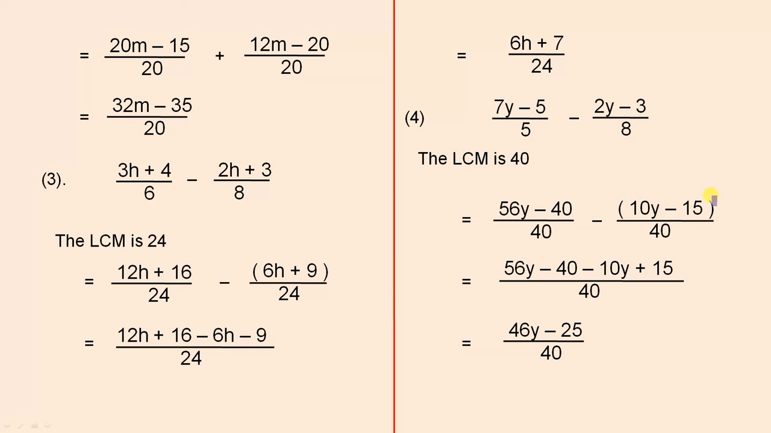And remember, you put your grouping symbols in, because that's a negative sign or a minus sign. The 56y minus 40 is there. There's our minus sign. So minus times 10y gives us minus 10y, and minus times minus 15 gives us plus 15. We did these rules earlier about multiplying terms which have different signs in front of them. We did that in an earlier lesson. When we simplify the numerator, we get 46y minus 25, and our denominator is 40.